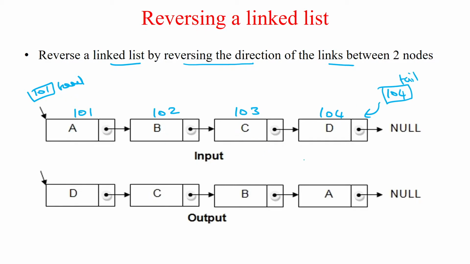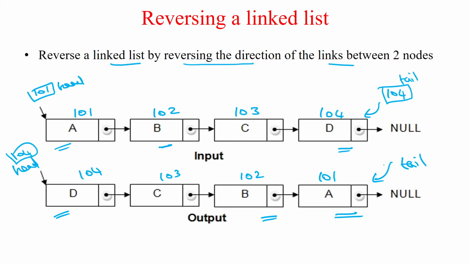When we want to reverse the list, the first node will become the last node, the second node will become the second-last node, and like that the last node will become the first node, the head. So D will become the head, and A will become the tail. The address of A is 101, B is 102, C is 103, D is 104. So now head has the address 104, tail has the address 101. Like this we have to change the address.